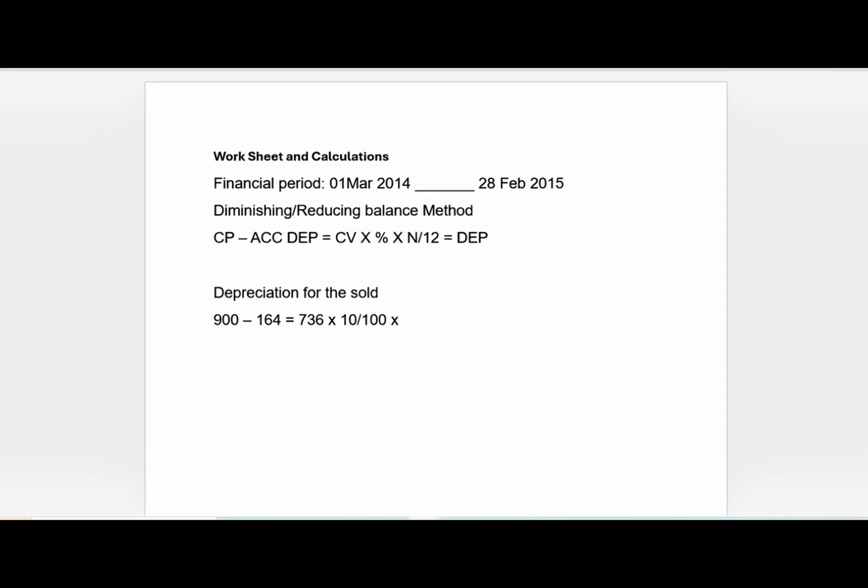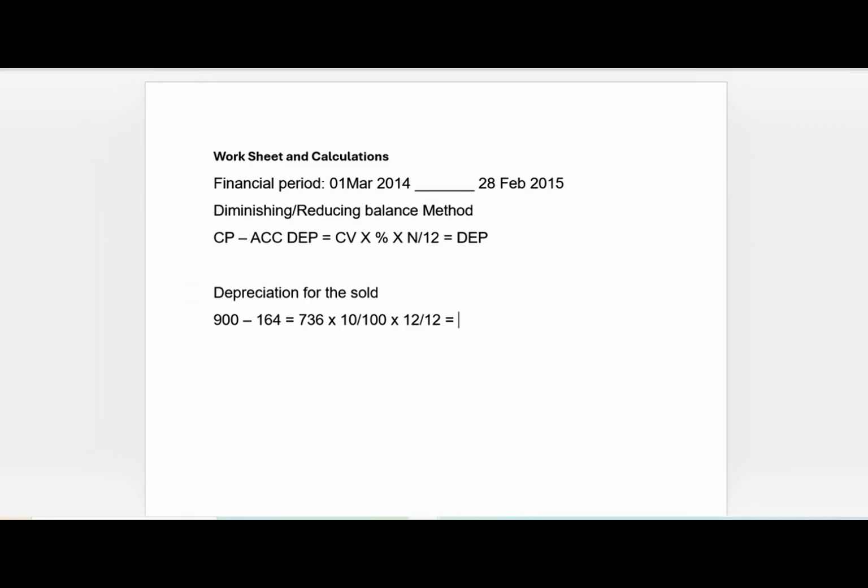So it means we are going to multiply by 10 out of 100, multiply by 12 out of 12, because the equipment, remember, the computer printer, was there for the whole year, because it was sold right at the end of the period, or on the last day of the financial period of the business, right? So from there, we multiply by 10 out of 100, multiply by 12 out of 12.